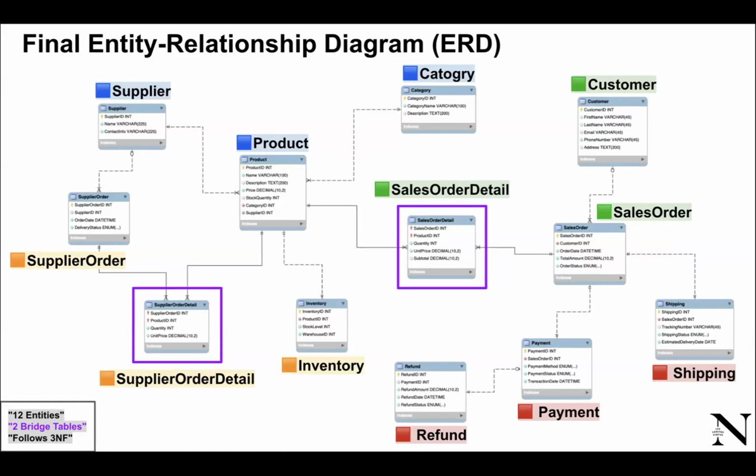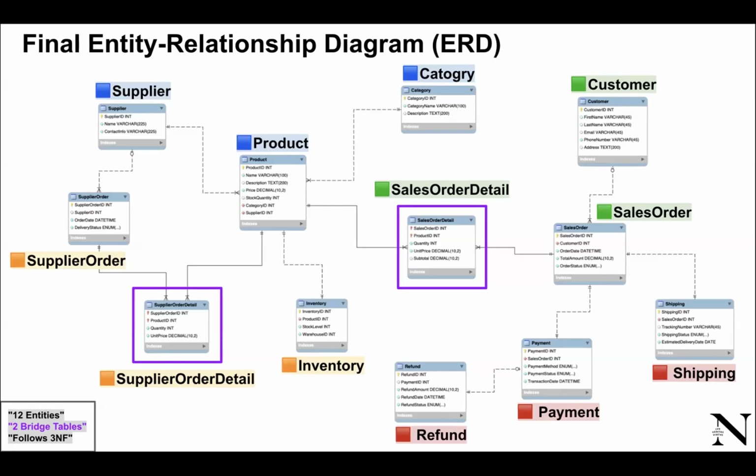We have entities like product, category, and supplier. So a product belongs to one category and is supplied by one supplier. But a category can have multiple products, as well as a supplier providing multiple products. Therefore, as shown by the one-to-many relationships.